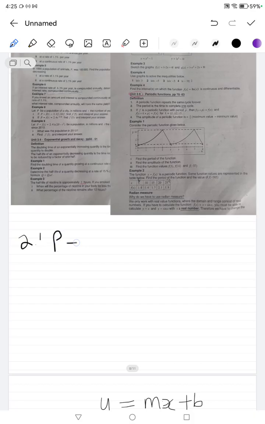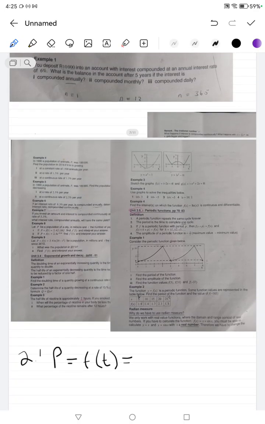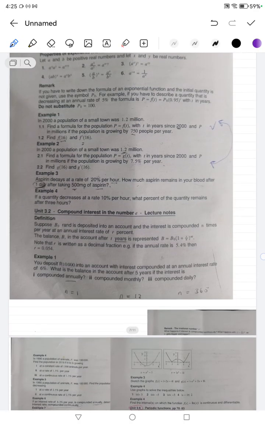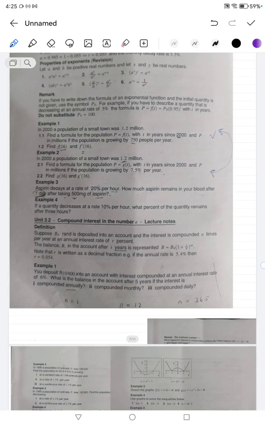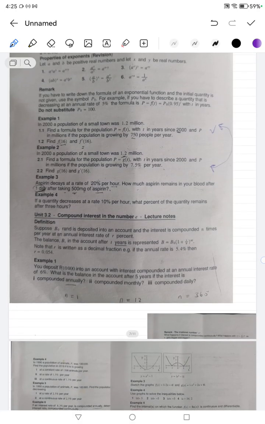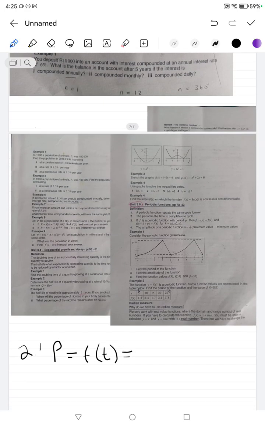We have P equals f of t. What do they have there? The population since 2000 and P in millions. The population is growing by. Okay, now we are using an exponential function.